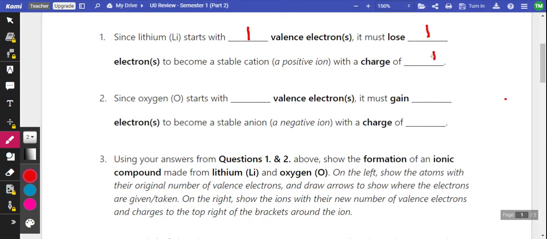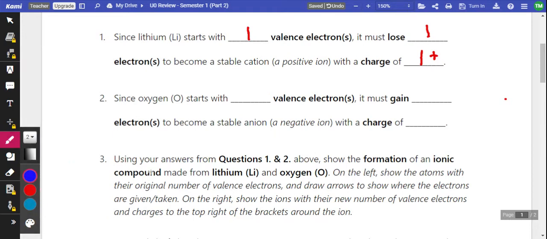And how positive it becomes depends on how many electrons are lost. If we're just losing one, each electron has a charge of -1, so we're going to have a charge of +1 without it. We write it backwards as 1 plus. Okay, so that's what lithium's aiming to do to become stable.